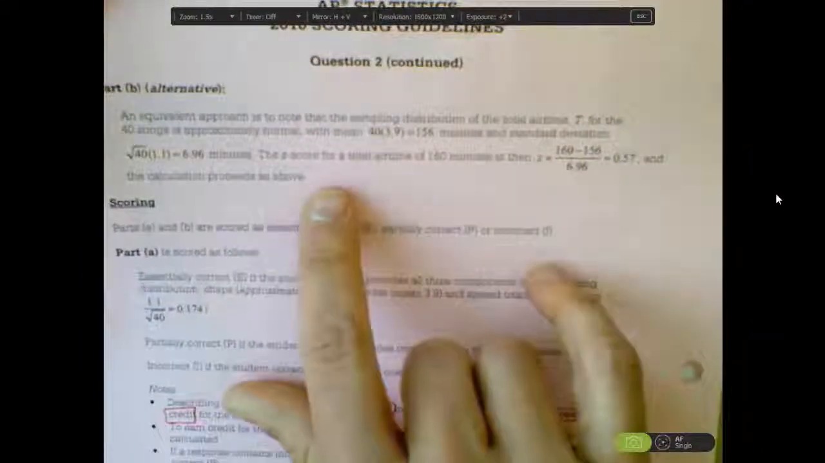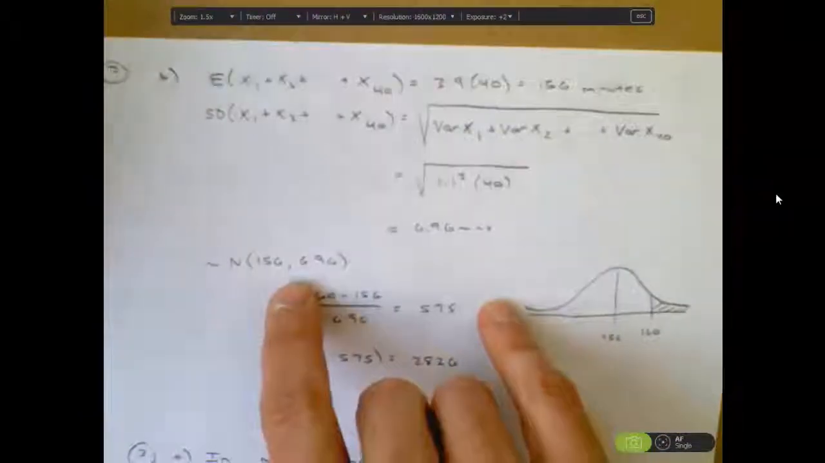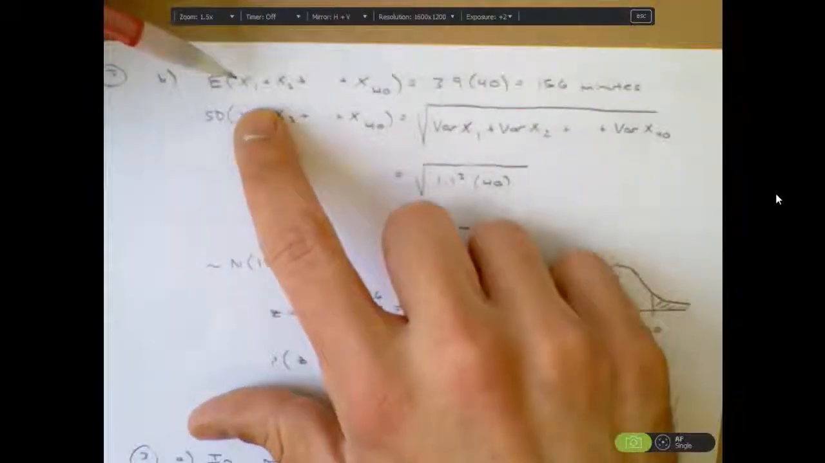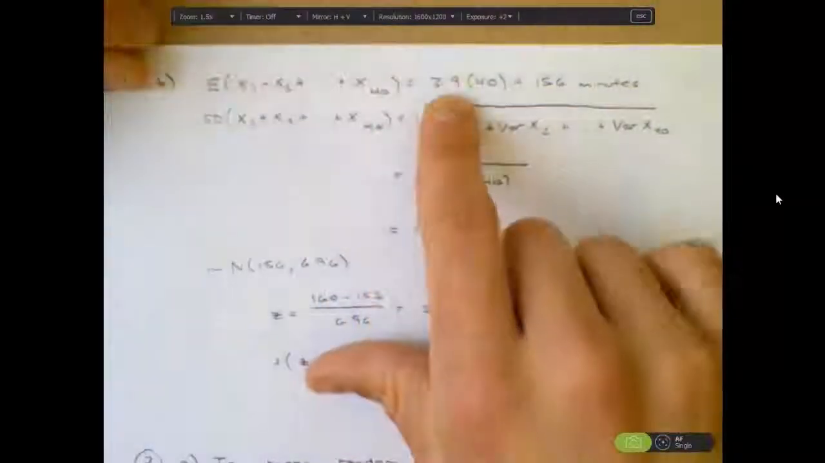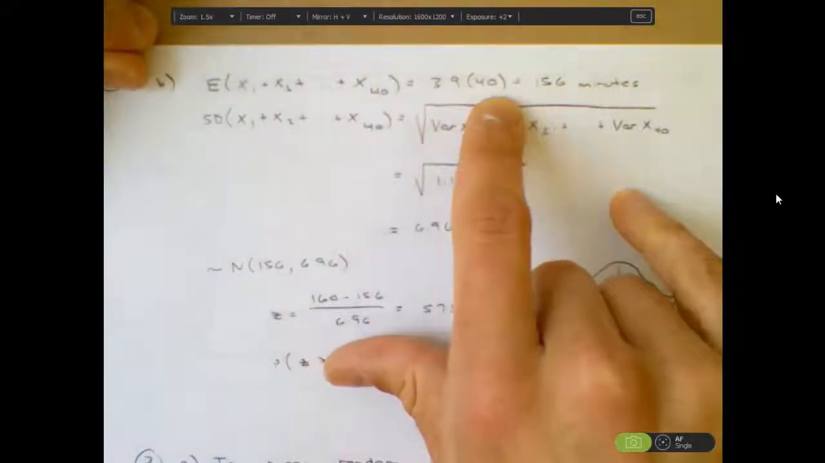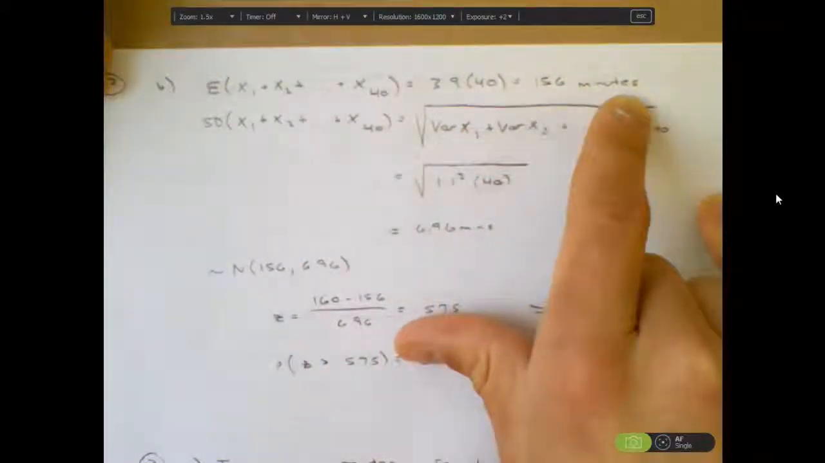Okay, an alternative way you can do it, as you'll see on my paper here, is wherever the question may be. Let me try to find that. 2A, 2B. Here we go. Okay. So I have 40 songs. Each time length is independent, so I have the expected value of those 40 songs is the 3.9 average times the 40. I could do 3.9 plus 3.9, 40 times, 156 minutes.